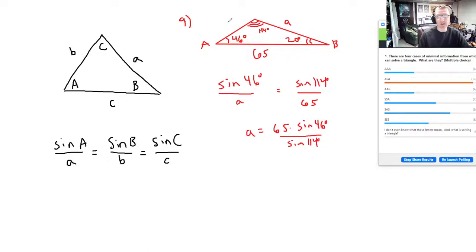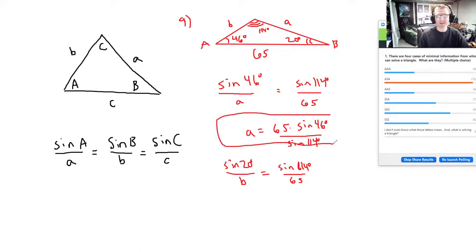We can also do the same for side B. So we use the law of sines to say sine of 20 over B equals, and now we can use either pair. We can use 114 and 65 again, which is what I'll use, or we could have used the sine of 46 divided by A. All right. So that's a good solution.